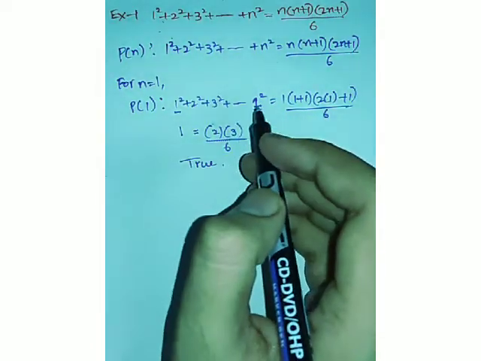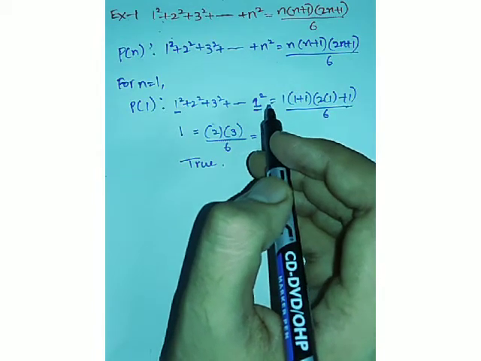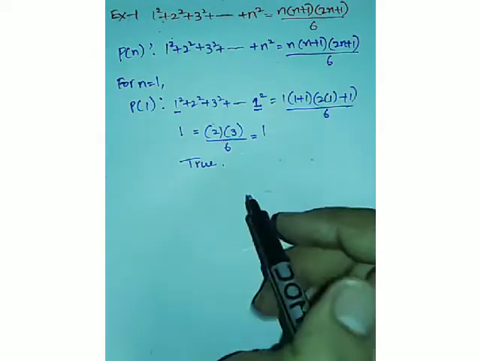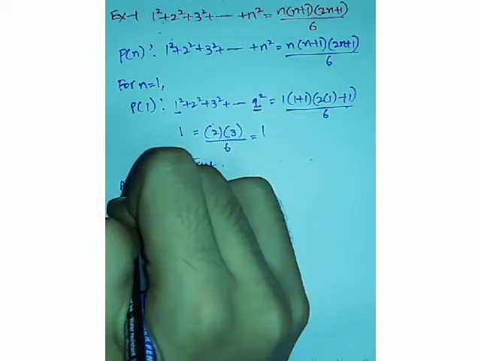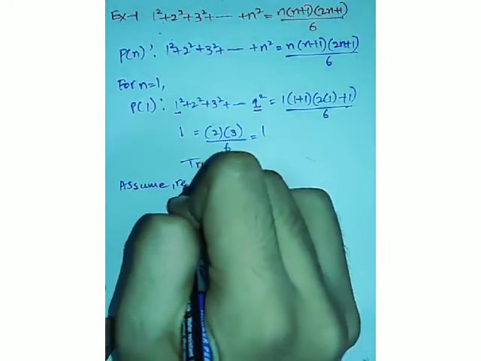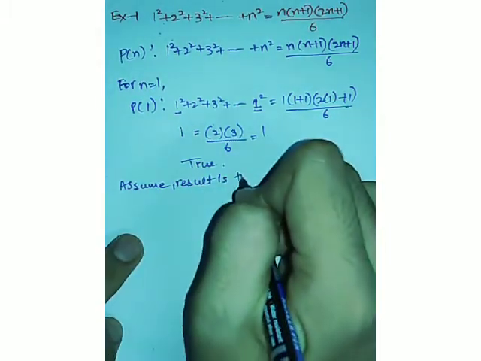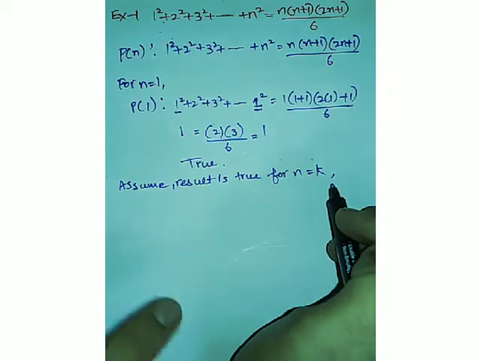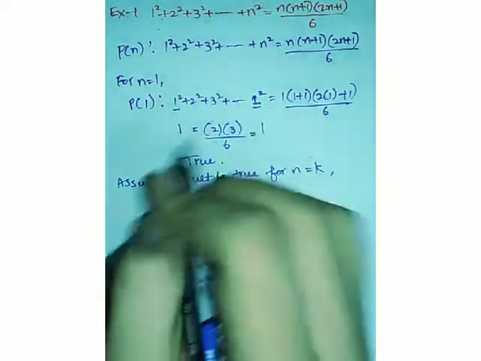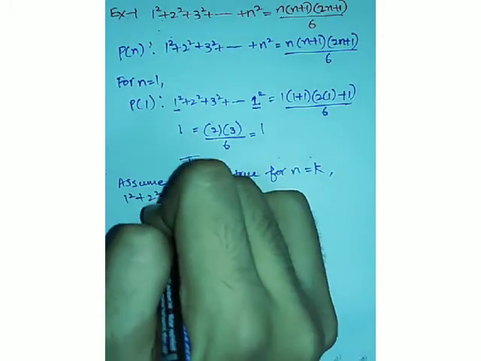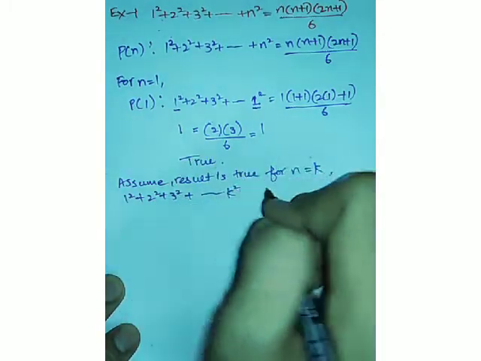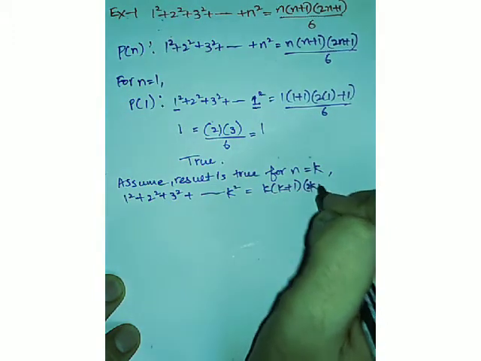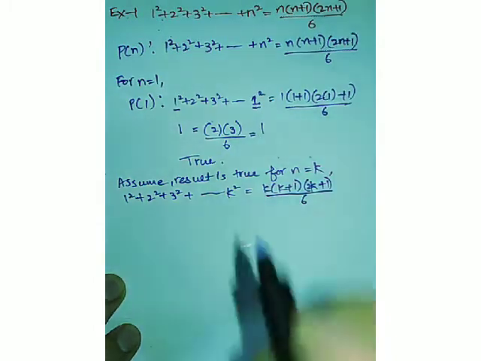Correct? Now we have studied previously that if the result is true for n is equals to k, it's a condition that the result is true for n is equals to k or not. So let's suppose you have to assume that the result is true for n is equals to k. So if it is true for n is equals to k, then n is equals to k must be satisfying the given equation. So just substitute: 1 square plus 2 square plus 3 square up to so on k square is equals to k plus 1 into 2k plus 1 upon 6, right?